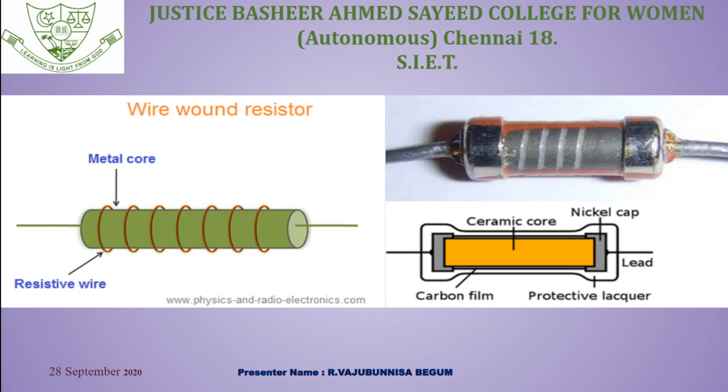If you ask the price of a resistor in an electronic component store, you can get a dozen for just 2 rupees for these kinds of resistors. The various parts are marked here: the ceramic core, nickel cap, leads, carbon film and protective lacquer. These carbon resistors normally contain carbon coated onto a ceramic core.